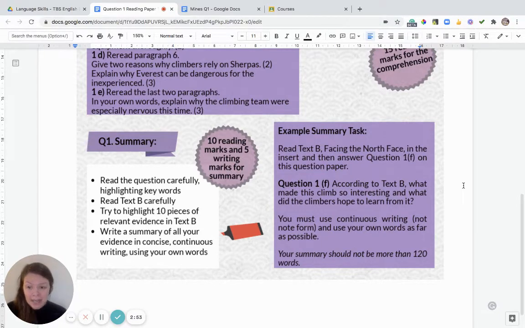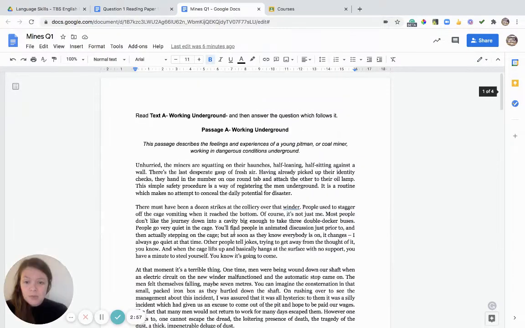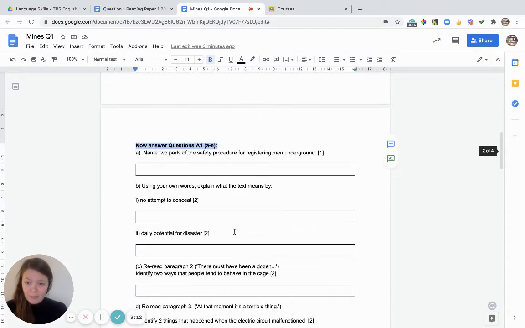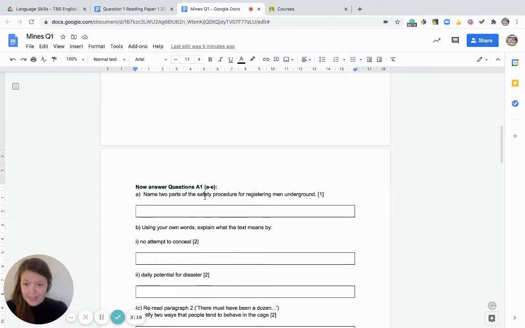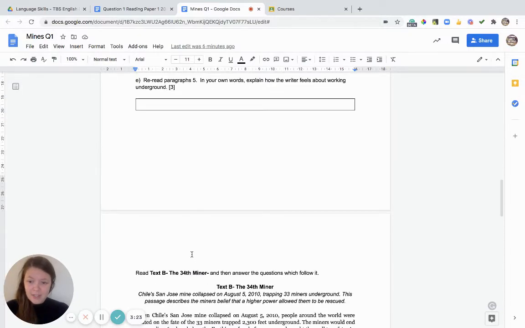Okay, so let's have a look at a question 1 together today. So we're going to answer this question 1. You have 2 articles about mines that you need to answer some questions on to show your comprehension and your ability to summarize. So first, passage A is all about working underground. And then you have question 1A to E underneath. You'll notice that some of these have more than one part to them for you to answer.